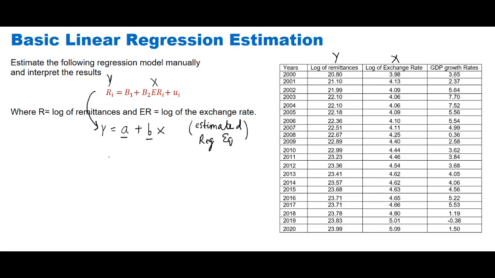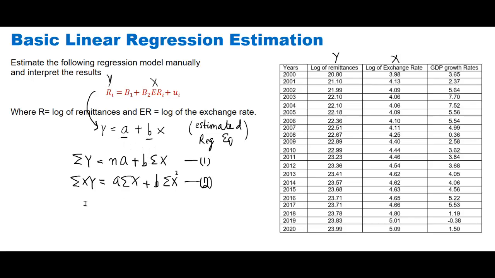So for that we have two different methods. Right now I will use the normal equation method. First of all, we have to form the normal equations. For the first normal equation, summation y equals n a plus b summation x. This is the first normal equation, and the second, multiply by x: summation xy equals a summation x plus b summation x squared. This is the second normal equation. To find the values of a and b, I have to put in the values of summation y, summation x, summation xy, and summation x squared. For that, we have to do calculation from the data given in the table.